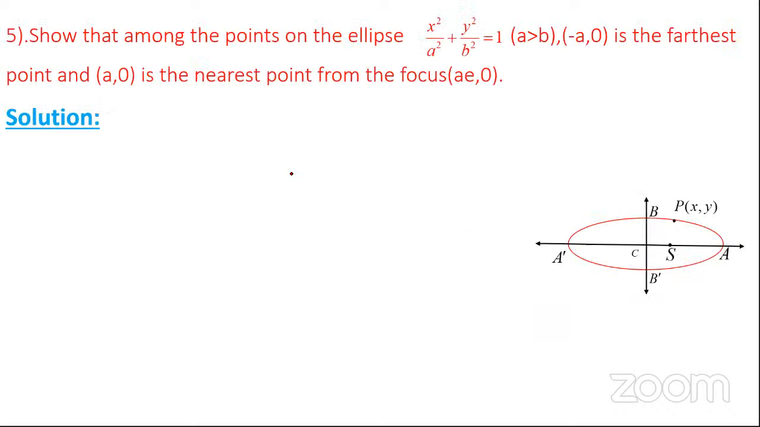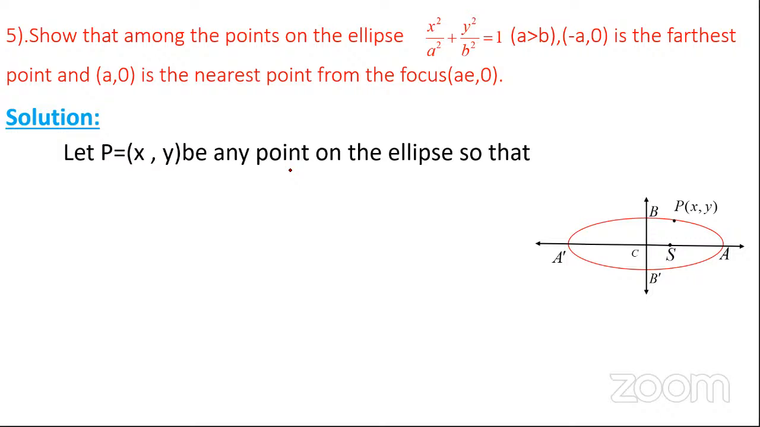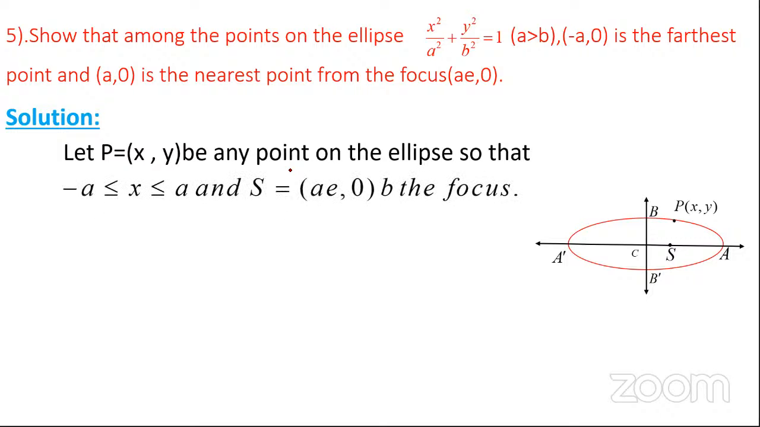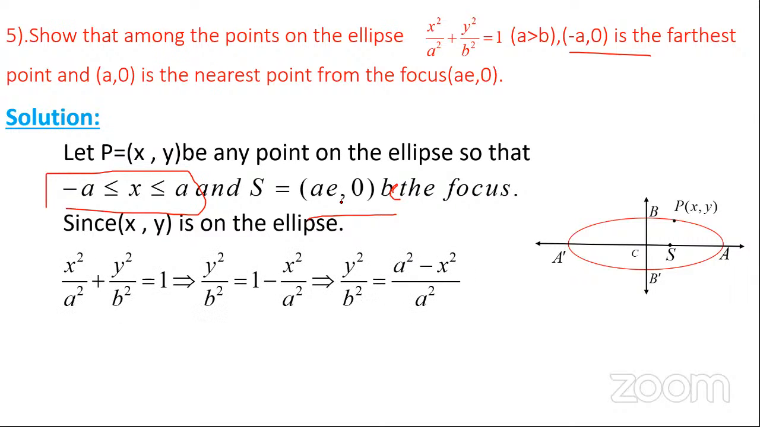Now for the solution, let P be any point on the ellipse. From the question, minus a is less than or equal to x is less than or equal to a, and S is a comma 0, the focus. Since x comma y lies on the ellipse, x square by a square plus y square by b square equal to 1, which is given in the question. I'm solving for y.